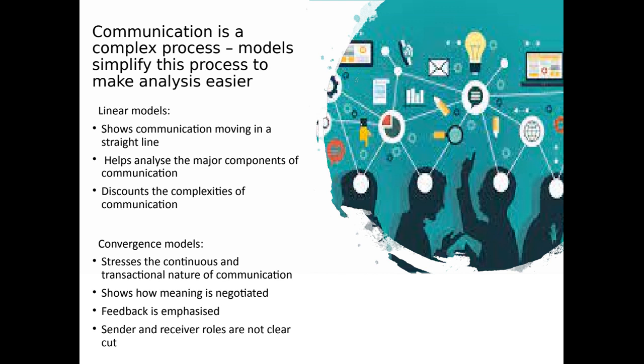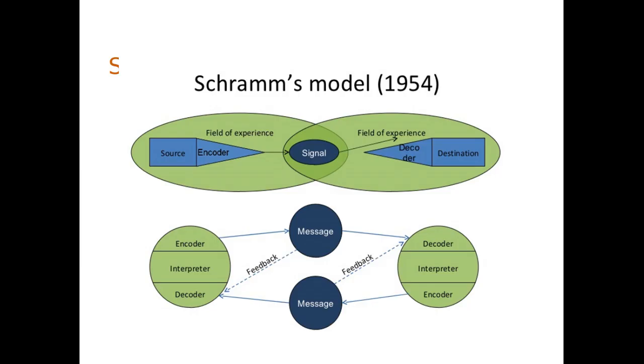And then once you stop talking, the receiver now turns into the sender when they reply with their own message, and you become the new receiver. At the same time, you are providing feedback, generally non-verbally. So the roles are not so clear-cut. So I would like to show you two examples. The first is Schramm's model.